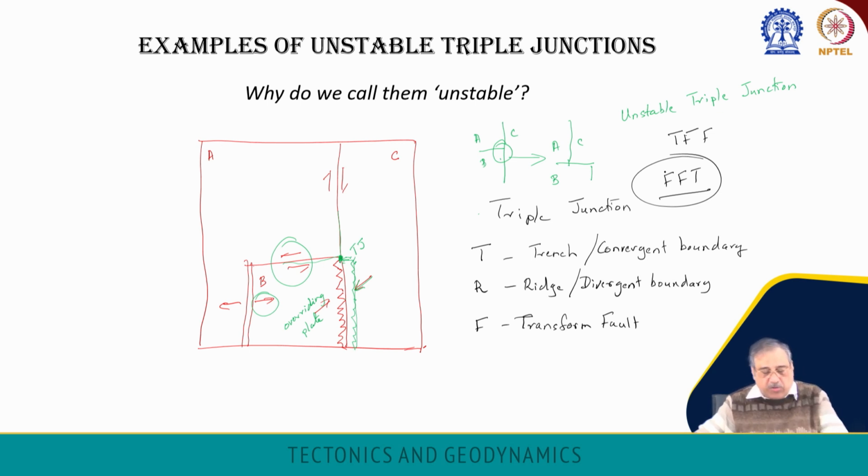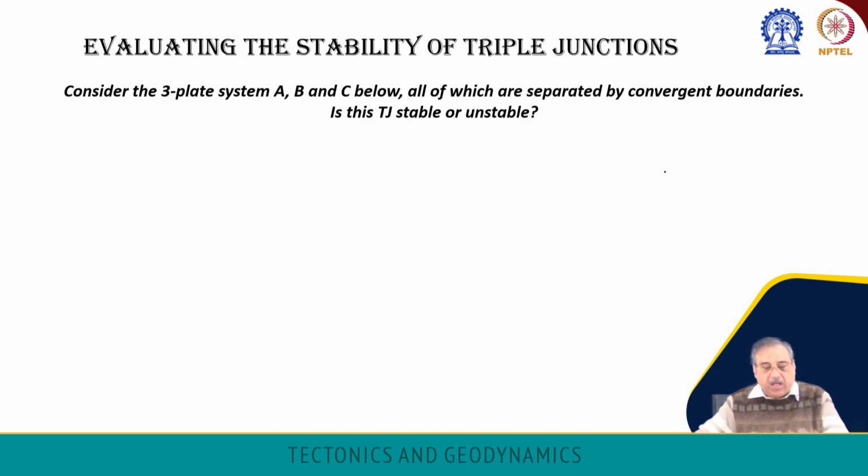Now let's just go into the next one. Now we'll talk about evaluating the stability of triple junctions. We'll talk about initially a three-plate system. Now let's try to judge. We'll try to evaluate whether a triple junction is to be stable or unstable. And for this, let's just think of a trench triple junction. So we've talked about convergent boundaries, so we are talking about a trench triple junction.